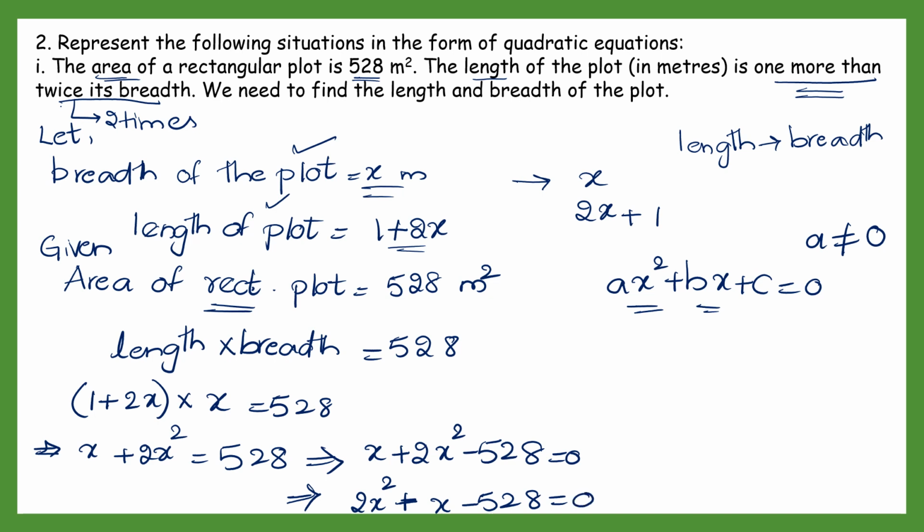So now you are able to represent the situation in the form of a quadratic equation. If you compare with the general form, a is equal to 2, b is equal to 1, c is equal to minus 528. a is not equal to 0 here, a is 2. That means the given situation is represented in the form of a quadratic equation.